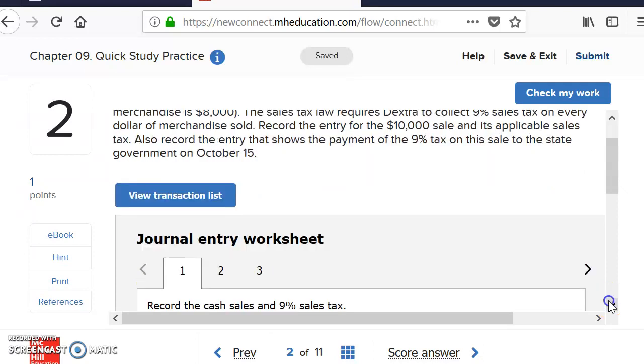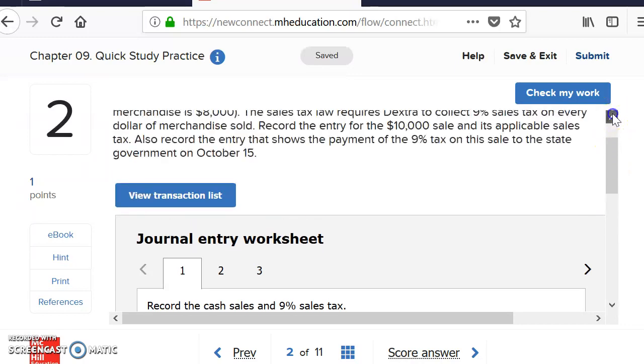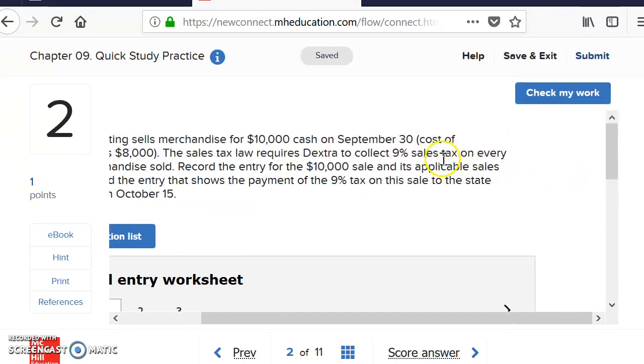So all we're doing here is collecting the sales tax on behalf of our government, whether it's for the county or the state. It says state here. So you take the $10,000, which is the selling price of the merchandise, and multiply it by the 9%. If you take 10,000 multiplied by 9%, you should get 900.